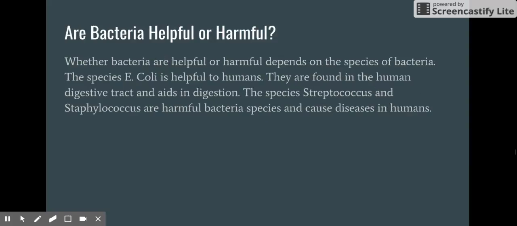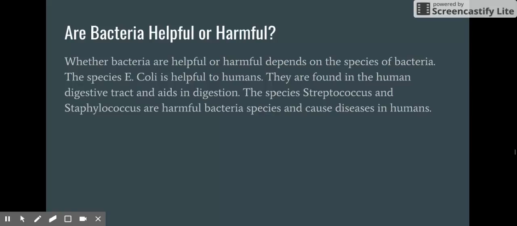Another question that many people ask: are bacteria helpful or harmful? To answer that question, it depends on the species of bacteria. There are several species of bacteria that are helpful to humans, such as E. coli. E. coli is found in the human digestive tract and aids in digestion. There are also several bacteria species that cause illnesses or diseases in humans. For example, the bacteria Streptococcus causes strep throat and Staphylococcus causes MRSA or staph. Harmful bacteria can cause infections in the human body and can lead to death in severe cases.